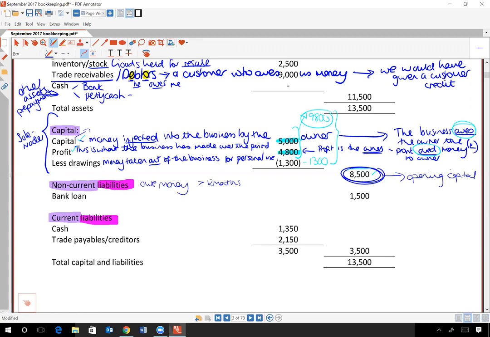You've then got current liabilities. So again, this is where you owe money, but you owe money within 12 months. So cash is where you're overdrawn. They tend to expect it.